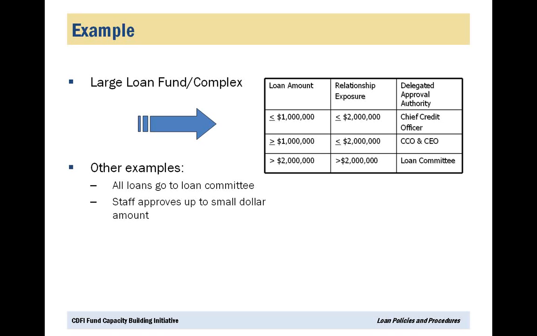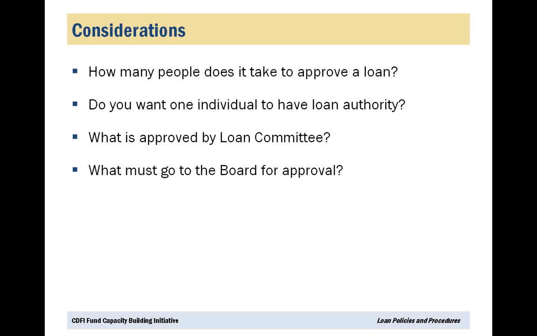But here's another example. Another example is that all loans go to your loan committee. Boom, that's it. Another example might be that staff has the ability to approve up to a small dollar amount, maybe $100,000. But what are the considerations you want to take into account when you're writing this element? First is how many people do you want to approve a loan. And I would encourage you never to allow just one person to have loan authority. It's always good checks and balances that it takes at least 2 signatures.